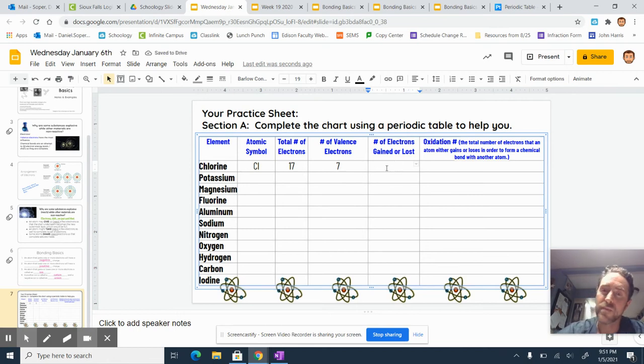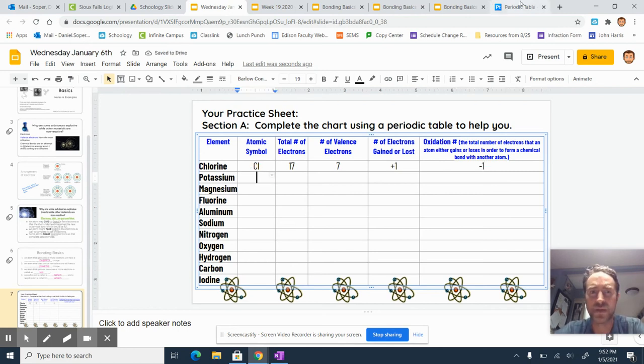Now, here's what you've got to think. What's easiest to get a full outer shell? Remember, usually it's going to get to 8, except for hydrogen. That'll get to 2 because it's only got 1 inner shell. So the easiest way to get to 8 is obviously to gain 1. So I'm going to say plus 1. Here is what's called an oxidation number. Oxidation number is just a fancy way of saying what its charge is going to be at the end. So again, if it's gained a negative electron, then its overall charge is going to be negative 1.